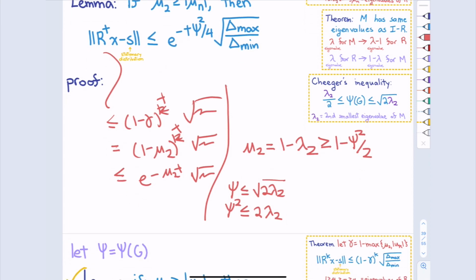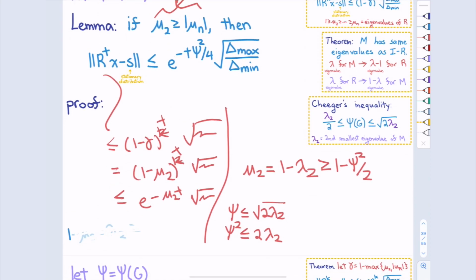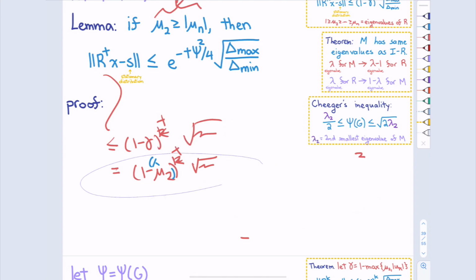Okay, let's do it. Here's another way to roughly do the same thing. 1 minus mu2 is equal to lambda 2. Oh, I'm sorry. Okay, I got it. All right, this was wrong. So this should have been 1 minus mu2 because of this silly definition of gamma. All right, so let's just do it more slowly.